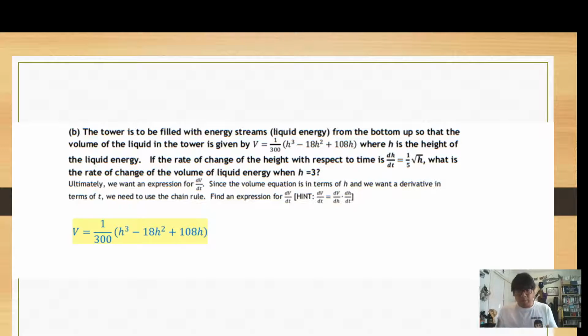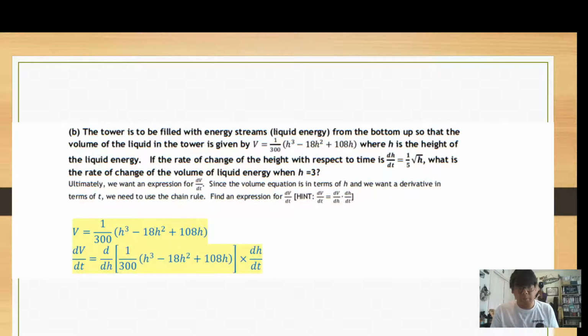So let's take our volume formula. Here we go. And we'll take a derivative with respect to h, and then we'll multiply that by dh/dt. This is nice because the derivative in terms of h is a pretty easy thing to do. I mean, it's just a polynomial. You have the 1/300th in the front, but that doesn't mean anything. It's just a constant multiple.